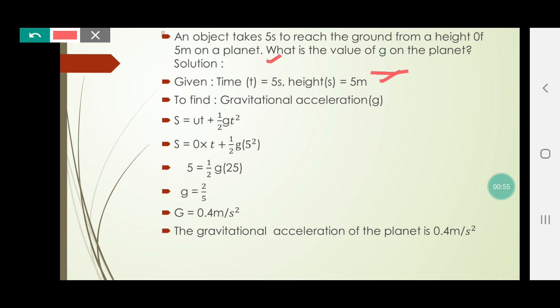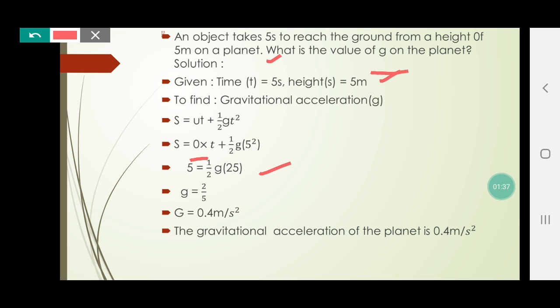So here we are going to use Newton's equation of motion, that is s is equal to ut plus half gt square. Now u is equal to 0 as it is coming downward, so the initial velocity will be 0. s is given to us as 5. So 5 will be equal to 0 into t plus half g into 5 square. Now this first part will turn out to be 0, and here it will be half g into 25.